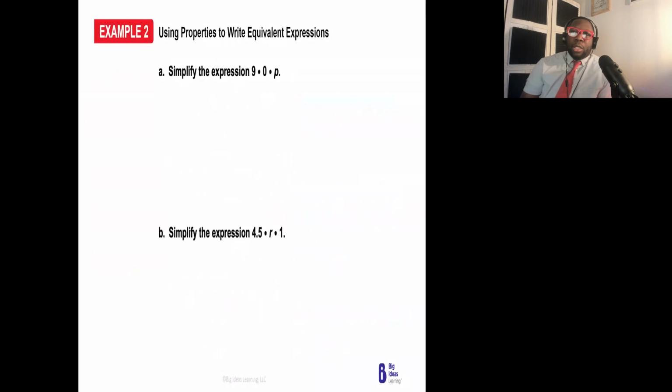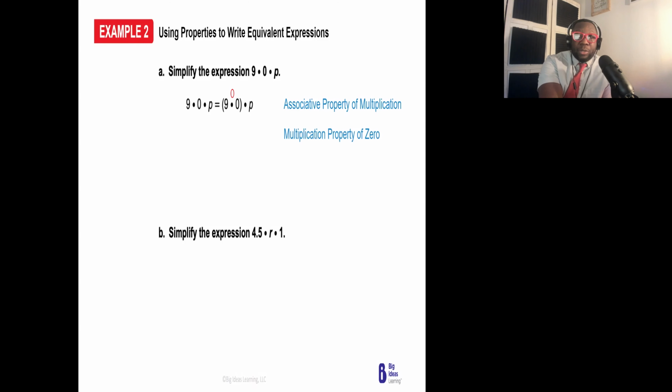All right, using the property to write equivalent expressions. Well, when we look at letter A, simplify the expression 9 times 0 times p. Hopefully, the moment you see that 0, you're remembering and saying to yourself, well, anything times 0 is going to be equal to 0. Well, 9 times 0 is going to be 0, and then 0 times p, that's equal to 0 as well. So this is just going to be 0.